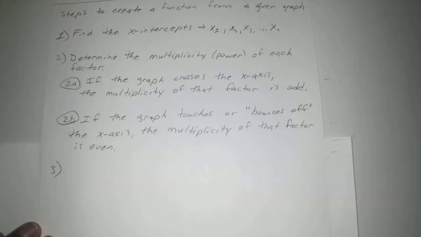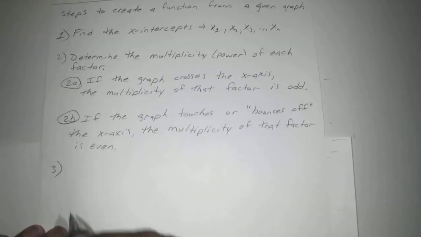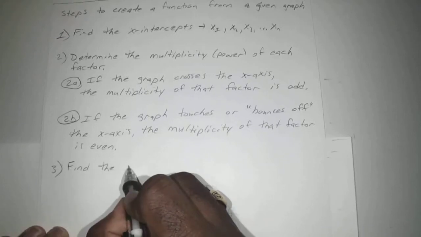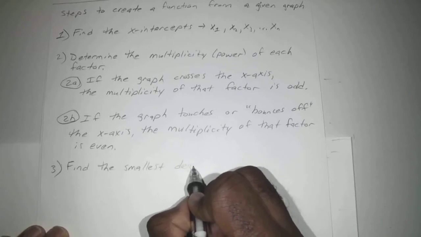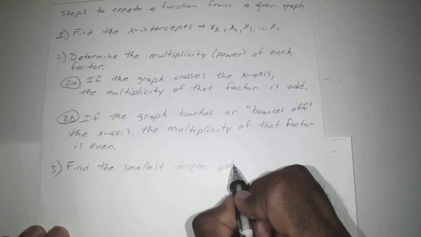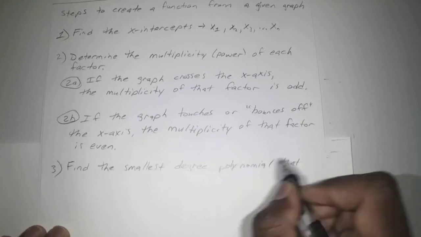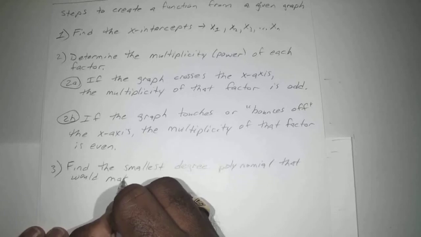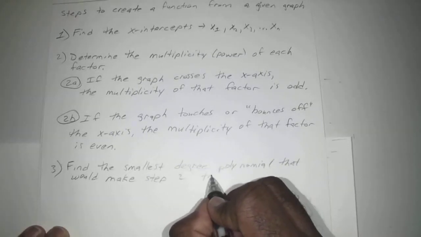Okay, so your third step, now you're going to find the smallest degree value that would make step 2 true. Find the smallest degree polynomial that would make step 2 true.